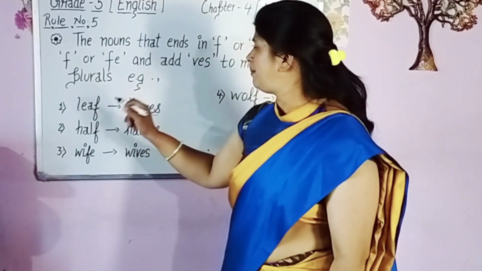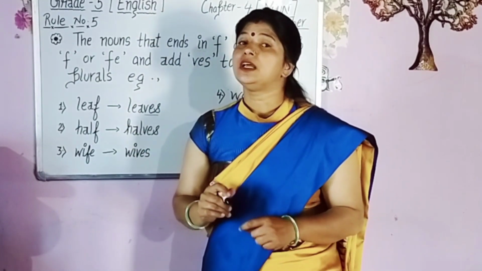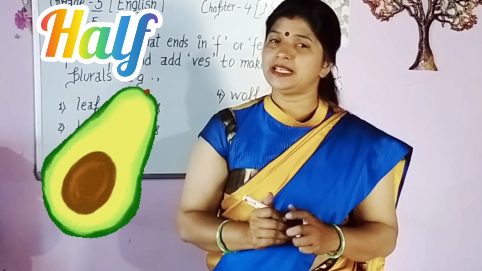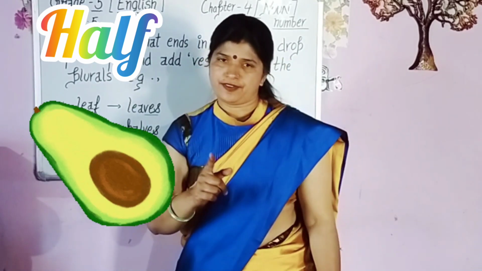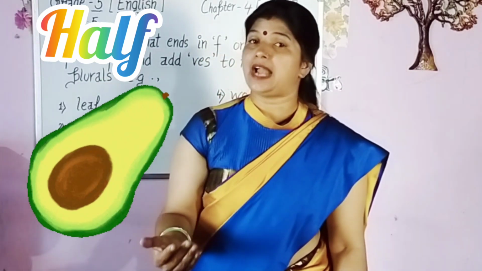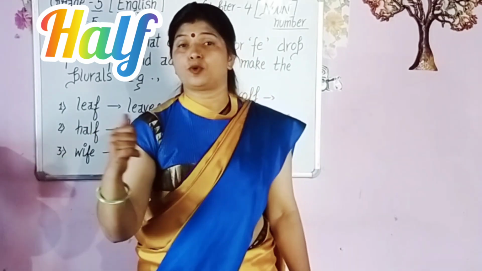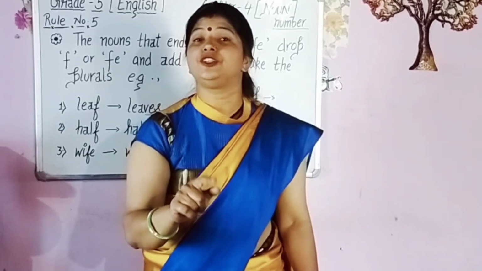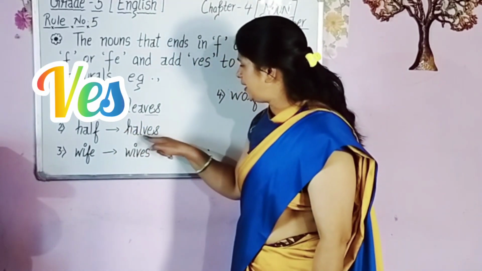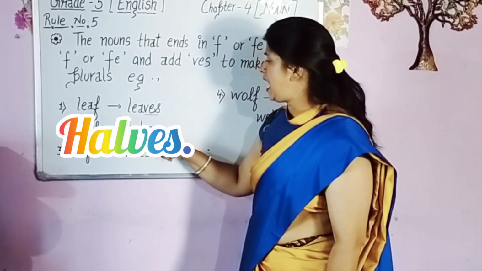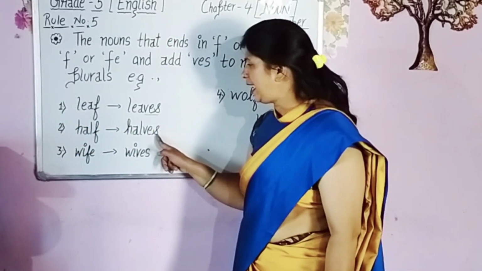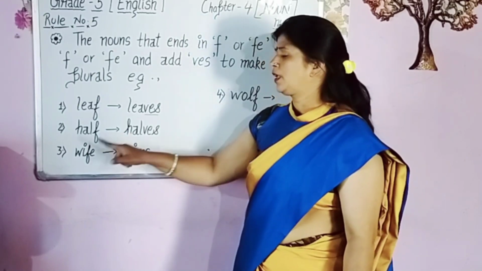Okay. Now coming to the second one. Second one is half. Half means adha. The spelling of half is HALF. And in this also, you are seeing that the noun half is ending with F. So what will you do to change it into the plural form? You will simply remove F, and in place of F, you will add VES. Now it will become halves, HALVES, halves.